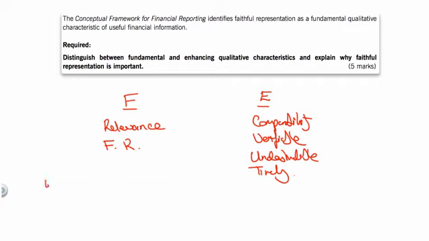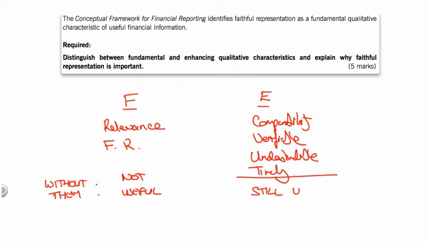And the best way to do this is to say, look, without them. Okay, so if the information is without the fundamental characteristics, then the information would not be useful to investors, to loan providers. However, put a little gap there. However, if the information is just without the enhancing ones, it would still be useful, because you'd still have the fundamental ones. So without the fundamental ones, it's not useful at all.